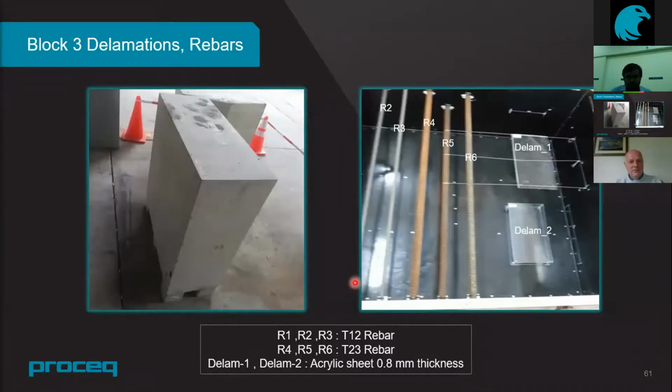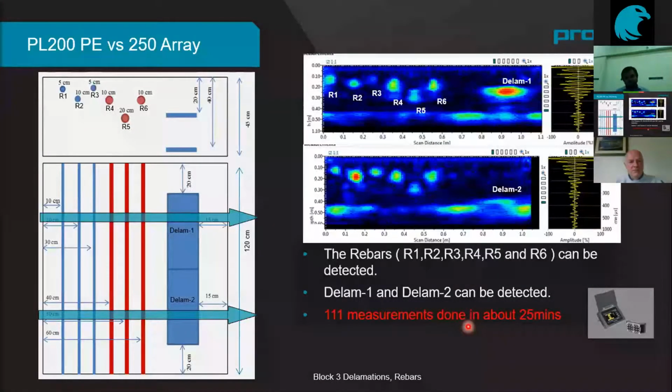We have one more example, also a training block. It comes with rebar at different positions and of different sizes, and we built in two delaminations in this block. So you can see this single channel solution. We can find delamination 1 at the center of the block, and delamination 2 very close to the back wall. And there are six rebar at the left-hand side.